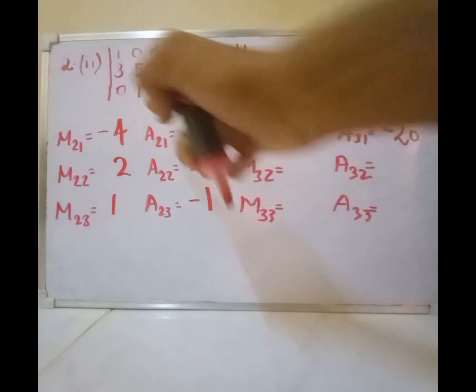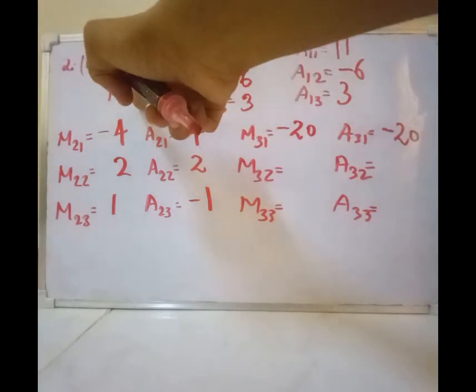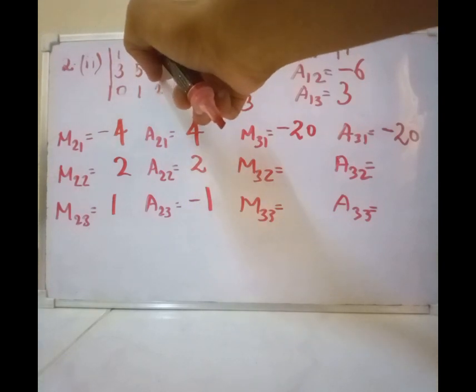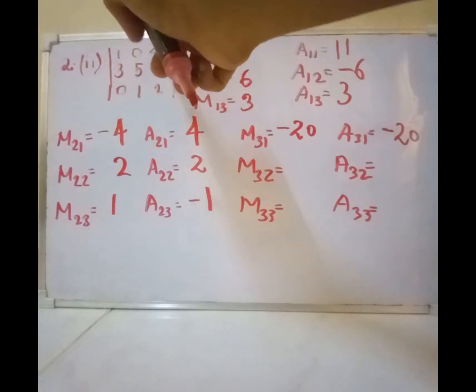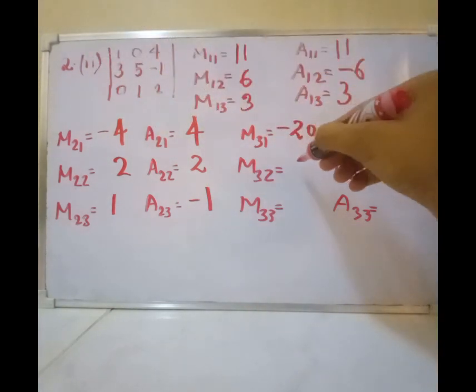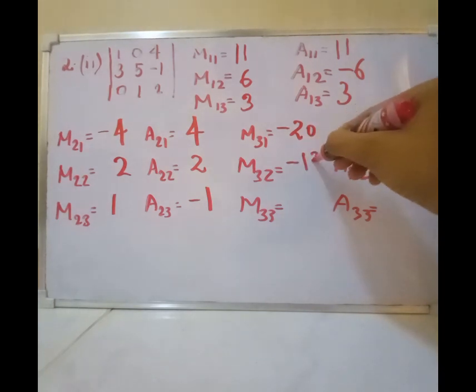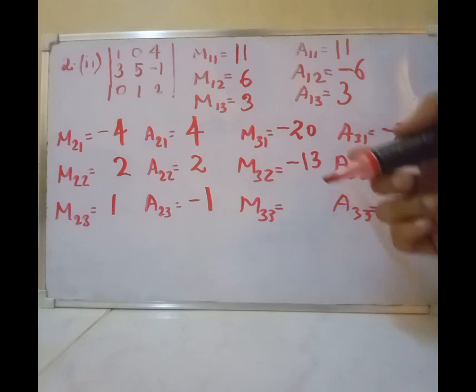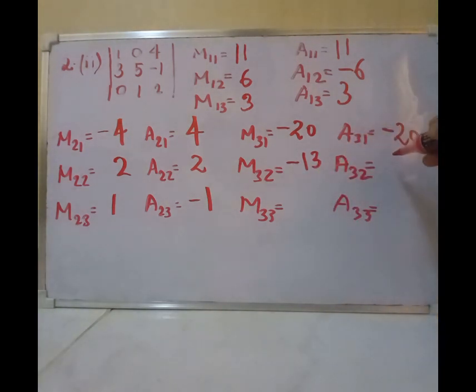M32, now we have to find out third row and second column. So 1 into minus 1, it would be minus 1. Minus 4 into 3 would be 12. So minus 1 minus 12, it will be minus 13. Now A32, 3 plus 2, it's odd. So you have to multiply the minus 13 by minus 1. So it will be plus 13.